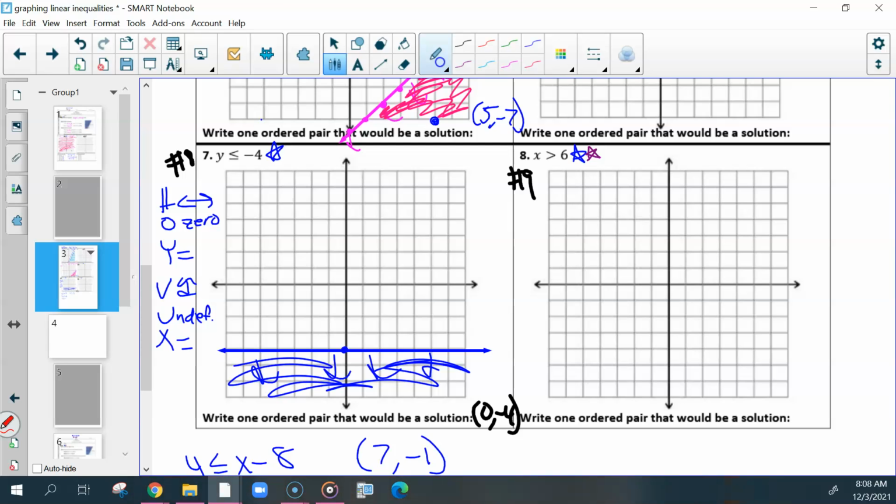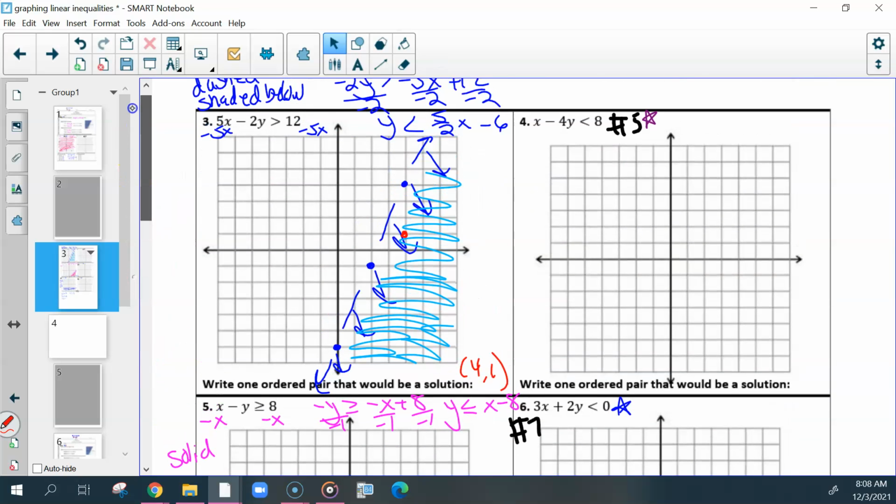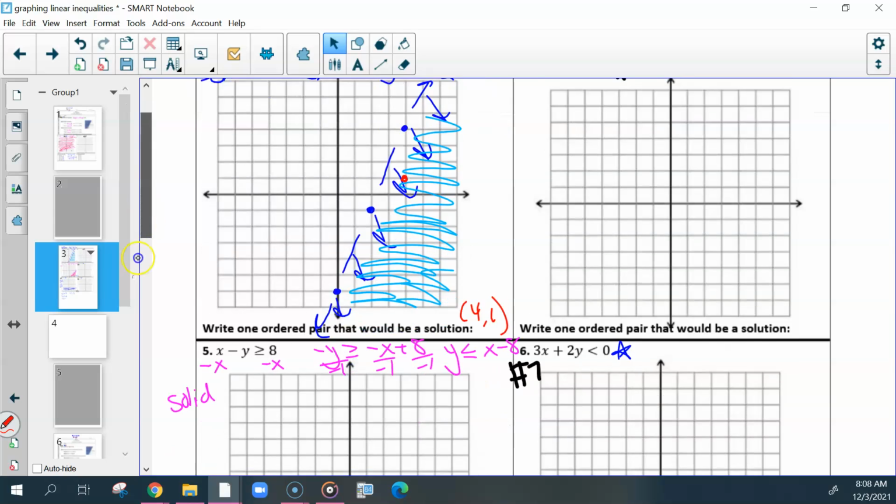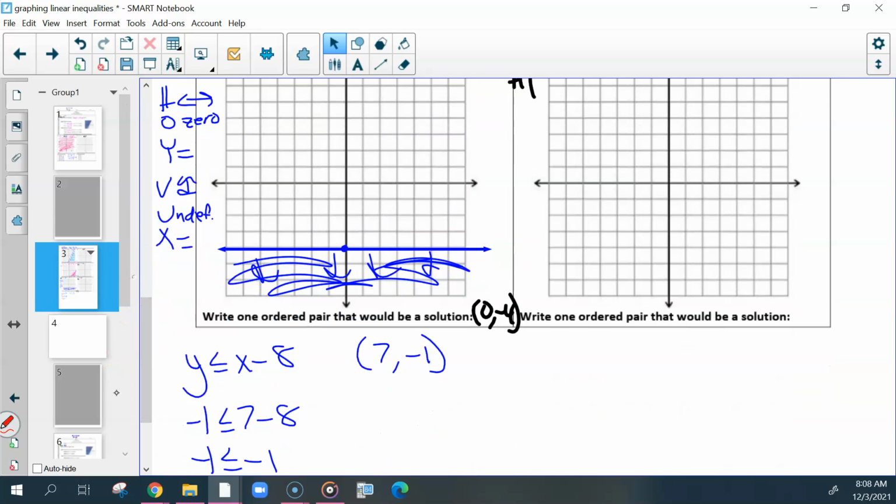Okay. I want you to take the next little bit, actually for the rest of the class, to practice the ones we did not do. So numbers 2, all the even ones: 2, 4, 6, 8. And let me know if you have any questions or need help with any of those.